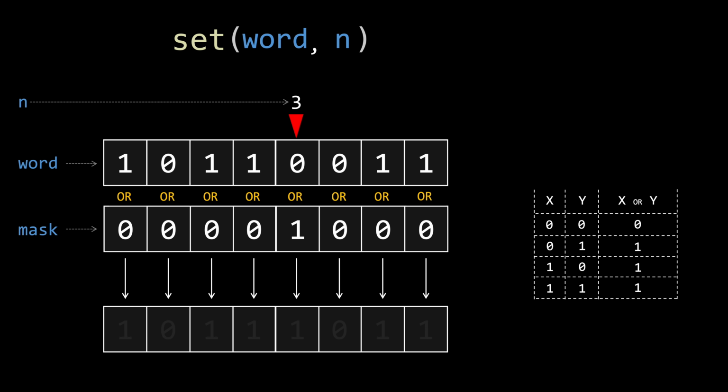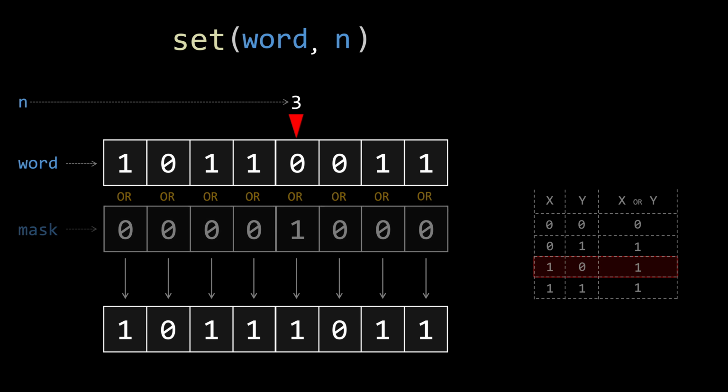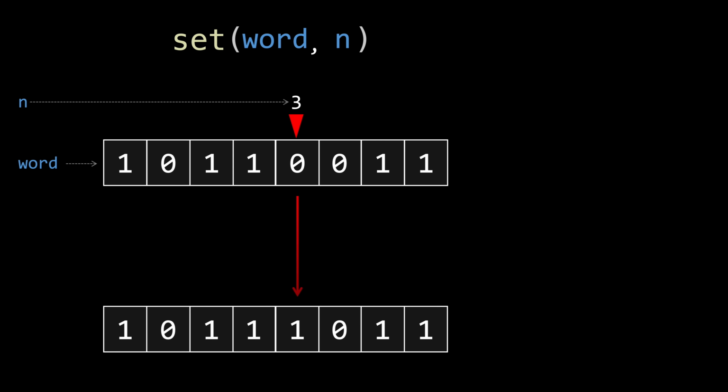No matter what the original value of bit n was, the result will have a 1 in that position, because the mask contains a 1 there. All the other bits stay exactly the same. 0 or 0 is 0, and 1 or 0 is 1. And voila, we've set a single bit inside a word without altering any of the others.